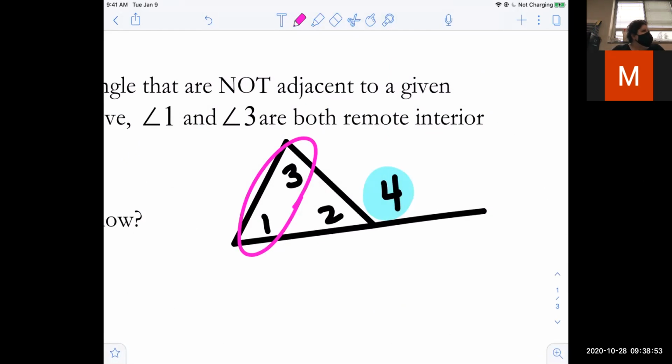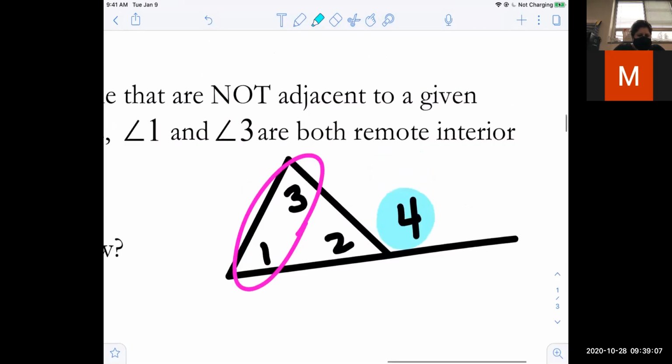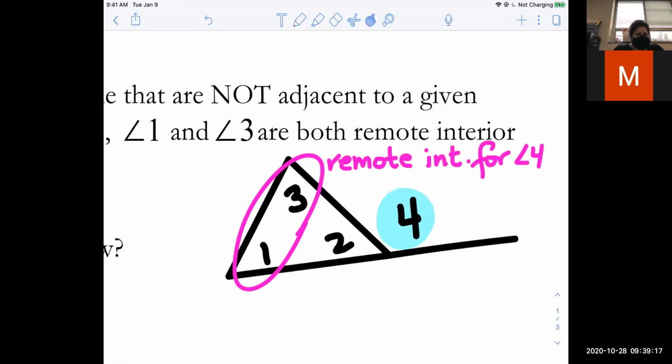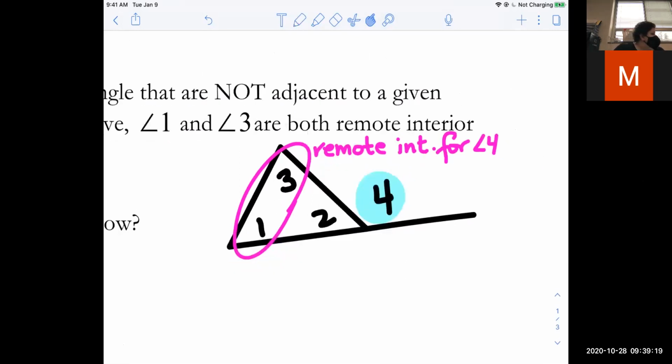Why does that make sense? Well, they're far away, right? They're not touching angle 4, but they're interior angles of the triangle. Angle 2 is an interior angle of a triangle, but it's not remote. It's just an interior that's adjacent. Right? So these two are called remote interior compared to angle 4. So remote interior means they're inside the triangle, but they're not touching the angle. They're far away. So it's the two that are not touching the angle.